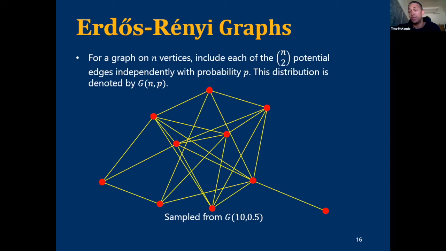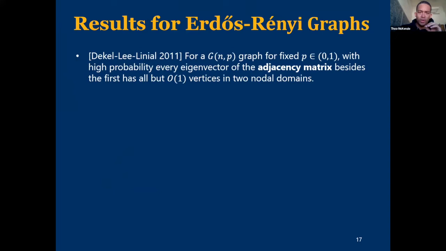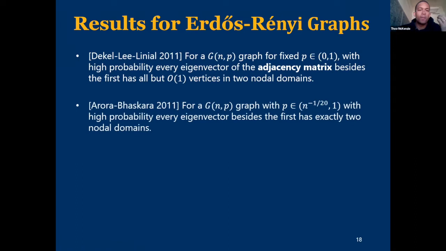Okay, so once again, there's a robust line of work on this problem. Dekel, Lee, and Linial in 2011 showed that if I look at the adjacency matrix of this graph and I count the number of nodal domains, almost all vertices are contained in exactly two nodal domains. So the structure is that I have these two gigantic nodal domains that contain all but a constant number of vertices, and then potentially I have some small vertices elsewhere, not included. Okay, so the next result is that, in fact, these extra spare vertices don't exist. We just have exactly two nodal domains, one positive and one negative.